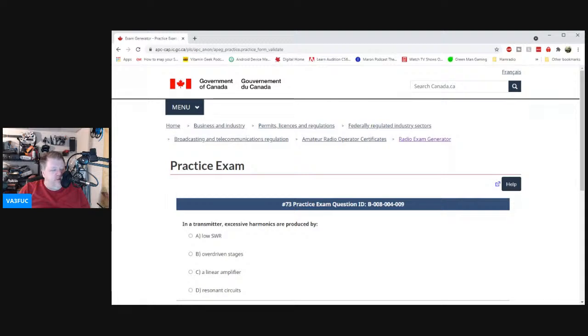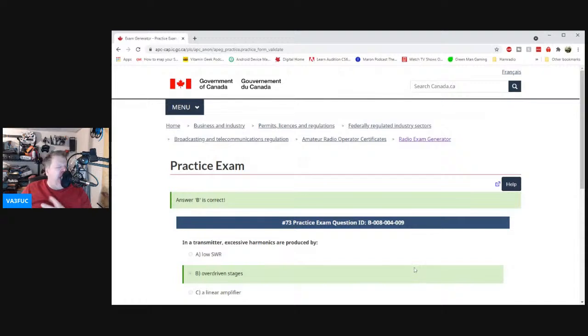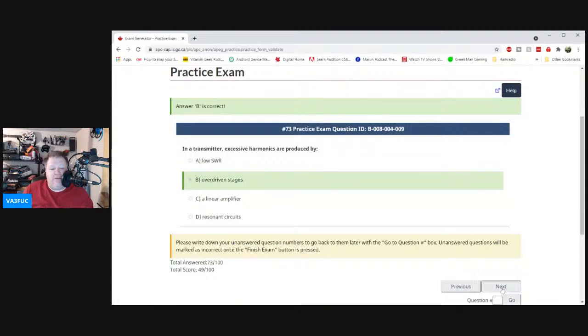Okay. 73. In a transmitter, excessive harmonics are produced by low SWR, overdriven stages, linear amplifier, or resonant circuit. Overdriven. So overdriving, so say if I took the microphone and started talking really loud and muffling the sound, so it sounds like this. What you're hearing is overdriving the modulator, so you can't understand what I'm saying. And by shouting into a microphone, you're actually overdriving the stages for the sound to transmit.